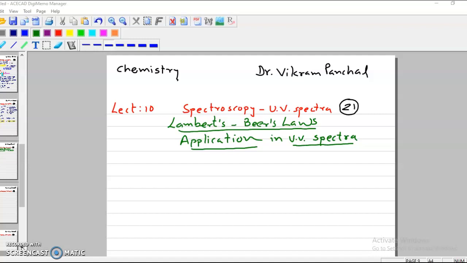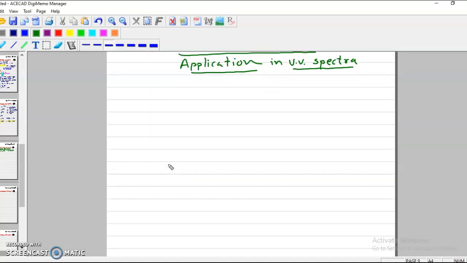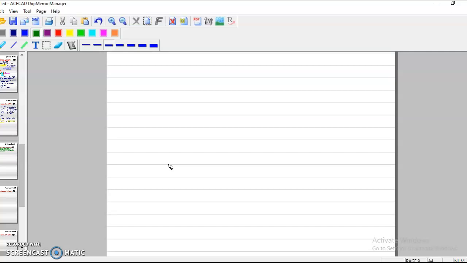In this chapter, this is lecture number 10. In this lecture, I will explain the application of Lambert's-Beer's law in ultraviolet spectra. In an earlier lecture, I explained what Lambert's-Beer's law is. Once again, I'll brief you about these laws. So let us take Lambert's law.